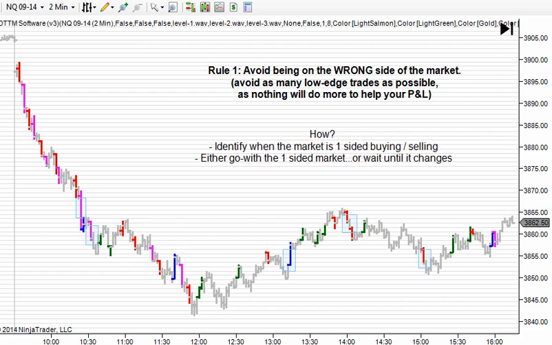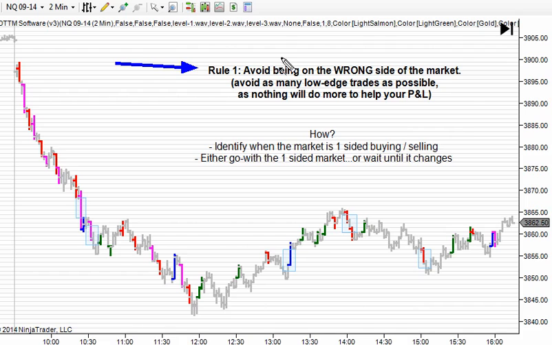And wanted to look at the NASDAQ today. I used 2 minutes on the NASDAQ and really talk about what we consider to be Rule 1 in trading, which is to avoid being on the wrong side of the market as much as possible. In other words, you want to avoid taking as many low edge trades as possible. If you did nothing more than improve the percentage of losing trades that you took, there's nothing that will help your P&L more than that.